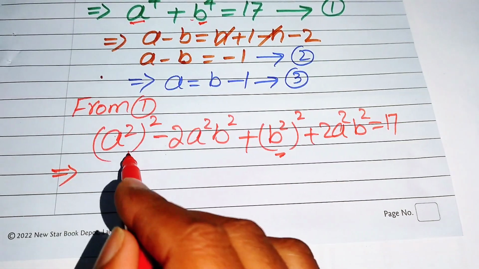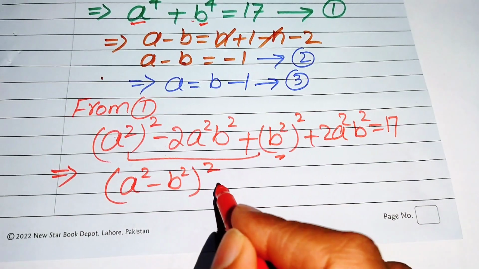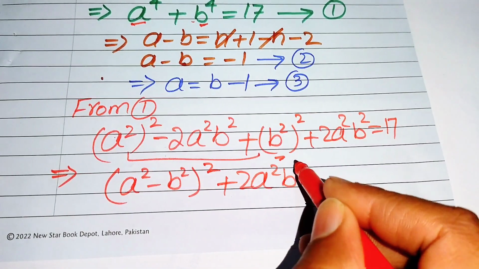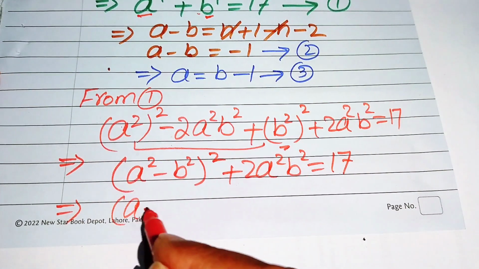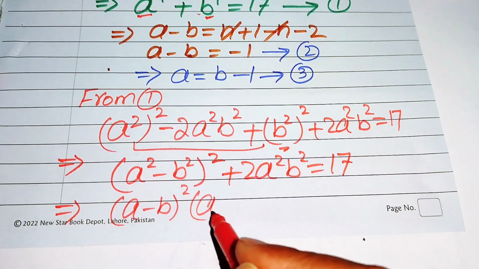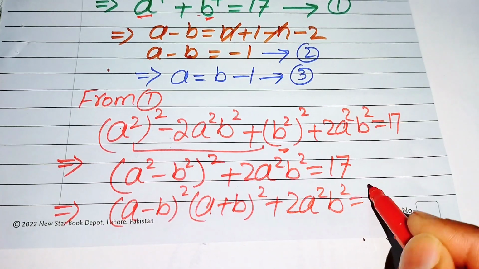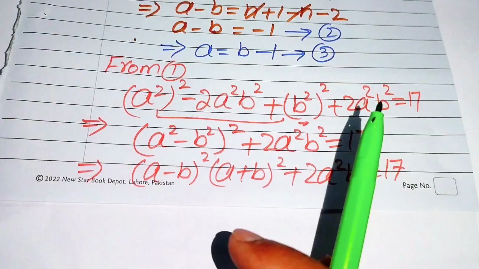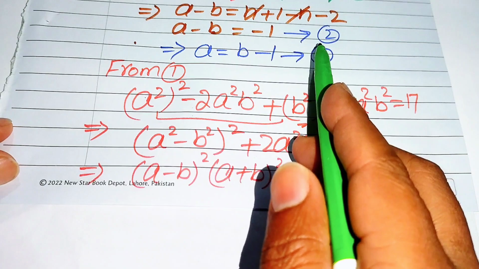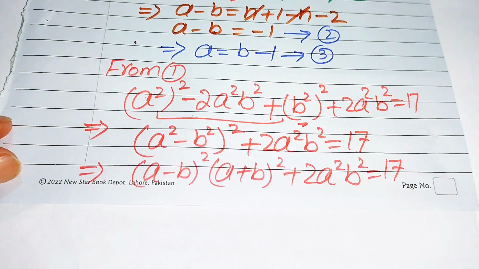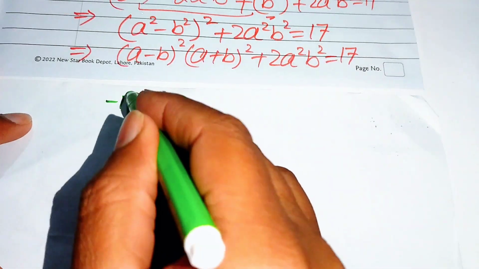In the next step we combine this and get (a² minus b²)² plus 2a²b² equals 17. Here we open this square identity and write it as (a minus b)² times (a plus b)² plus 2a²b² equals 17. Here we use the value of a minus b, which is minus 1, from equation number 2. So we put this value here, and the value of a minus b is minus 1.